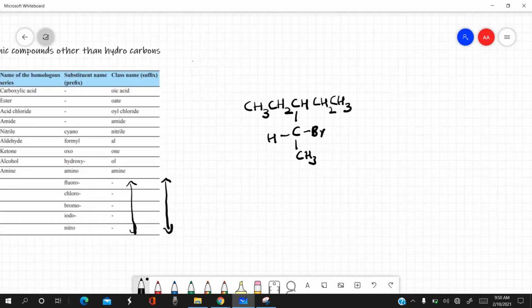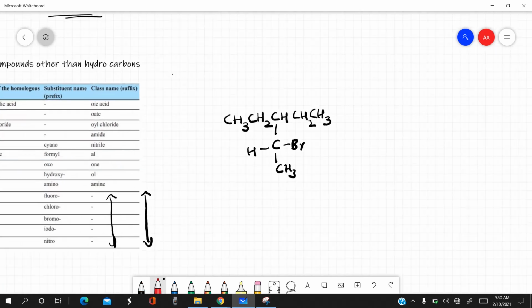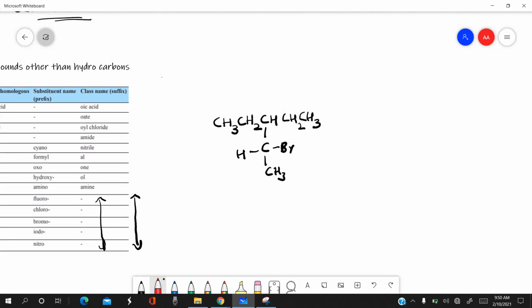Let's consider a simple example with bromo group. First, we have to number so that we include the functional groups as well. You have to select this is the longest chain, and the substituent group should get the lowest number. So I'll start numbering from here 1, 2, 3, 4, 5. So first identify the groups.